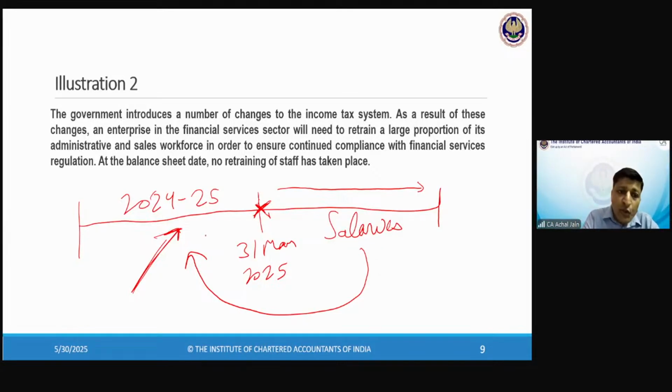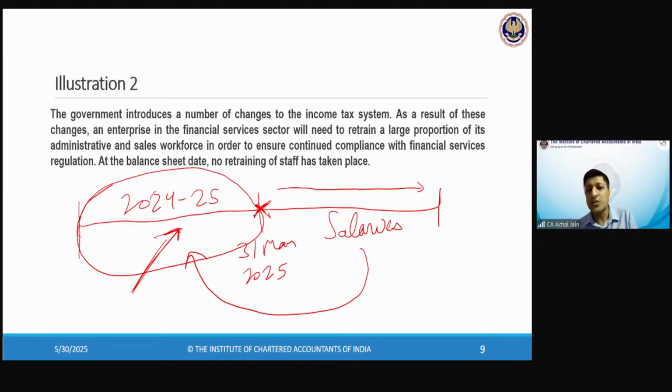Of course, you will create a provision in 24-25. You will follow the accrual concept, but that will be only in respect of those expenses which have been incurred, which have been accrued. This cost has not been accrued as yet. The company is committed towards this cost. Okay, the company is saying that it is committed, but commitment doesn't mean you will record everything today. Understood? Yes, sir. Okay.